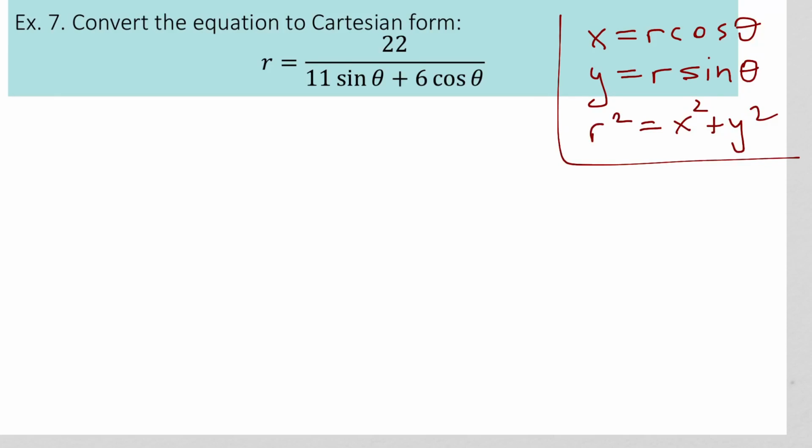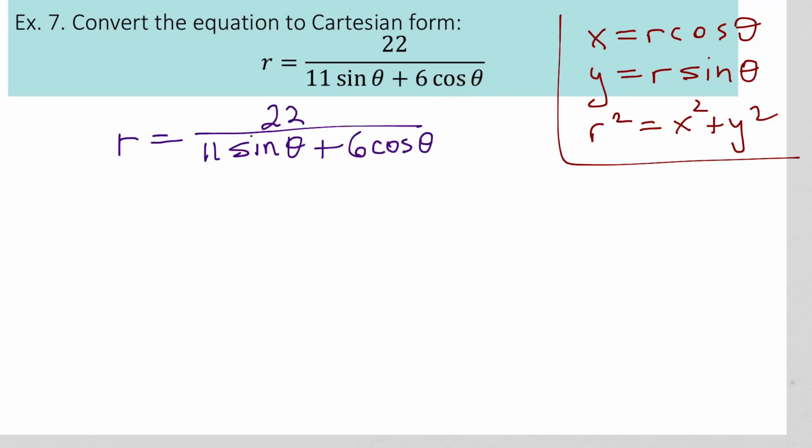All right, so now we've got this equation. R is equal to some function of theta. This is r of theta. And we want to convert it to Cartesian form, so an equation in terms of x and y. All right, so let's write it down. And then what I'm going to do is put a 1 under here and cross multiply. I'm going to say that r times 11 sine theta plus 6 cosine theta is equal to 22 times 1.